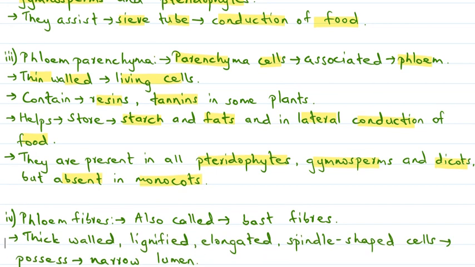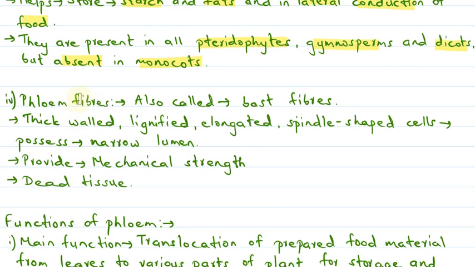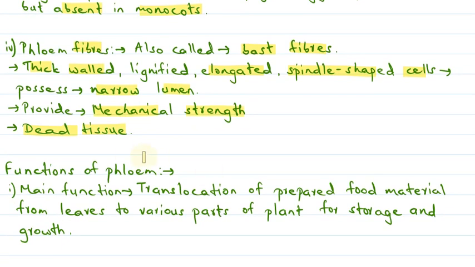Then we finally discussed the fourth element, the phloem fibers. They are also known as bast fibers. They are thick walled, lignified, elongated, spindle shaped cells with a narrow lumen. Their main function is to provide mechanical strength to the tissue, and amongst all other phloem elements, phloem fibers are the only dead tissue. Then we looked at the function performed by phloem: it helps in translocation of prepared food material from the leaves to various parts of the plant for storage and for better growth.